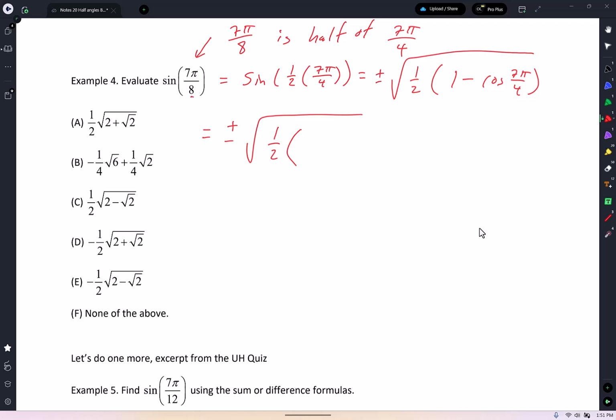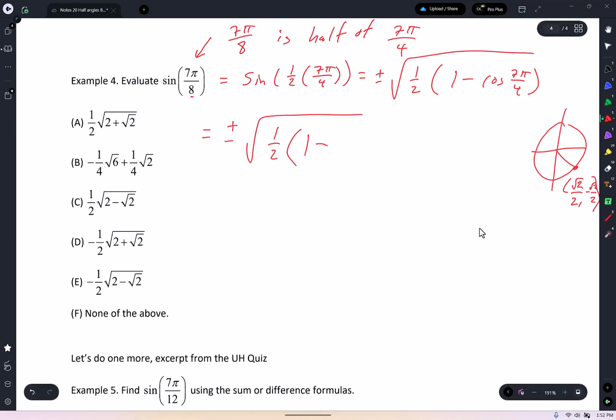I guess for now we'll do it a step at a time. 1 minus... do you remember cosine of 7 pi over 4? It's over 4. All the over 4s are always going to be square root of 2 over 2. It's cosine, so it's going to be positive. Well, there's already a minus there. That minus is that minus. Does that make sense? Are we okay so far, guys?